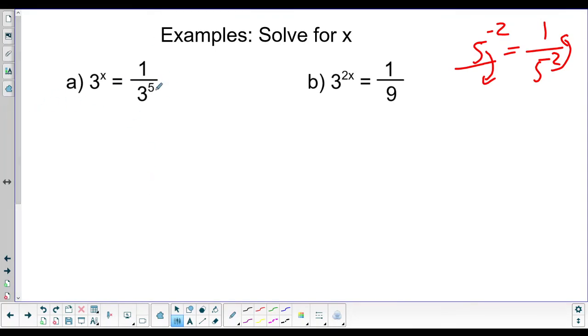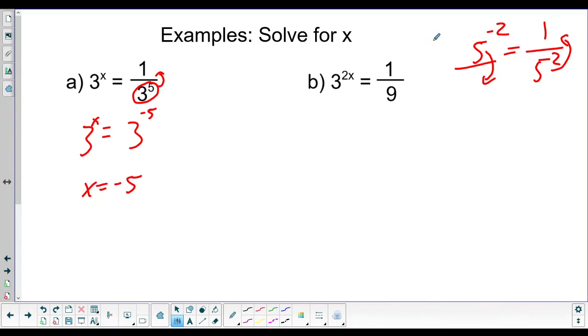So here, we can take this 3 to the 5th power, and we can move it to the top, and we change the sign of the exponent. So we're going to have 3 to the power of x equals, move this up to the power of negative 5. See how that works? Instead of making it positive, we're making it negative. We're just undoing the process. Now we just set our exponents equal to each other, and x equals negative 5, and you're done.